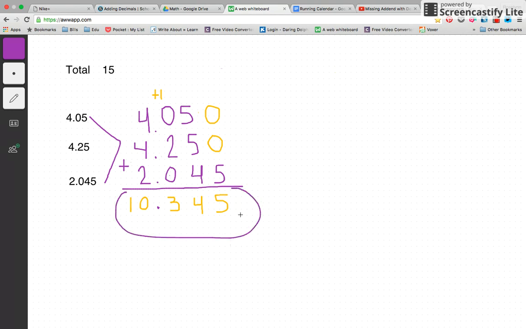This plus the missing addend is going to give me a grand total of 15. So in order to find my missing addend, I'm going to drag my 15 over here and subtract the sum of those three numbers, which was 10 and 345 thousandths. So 15 minus 10 and 345 thousandths.